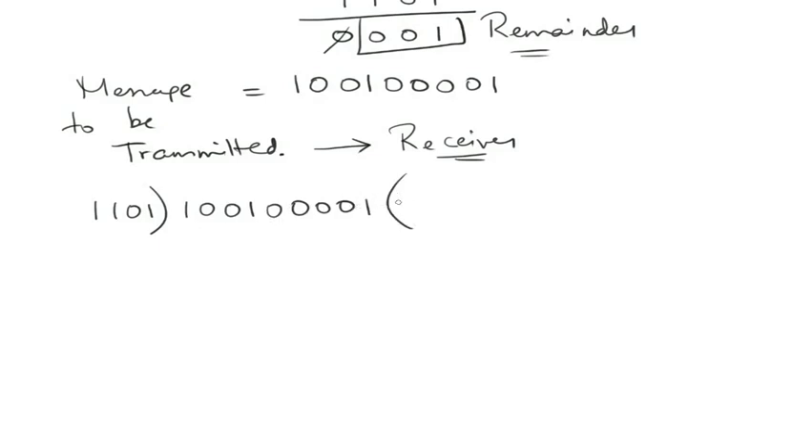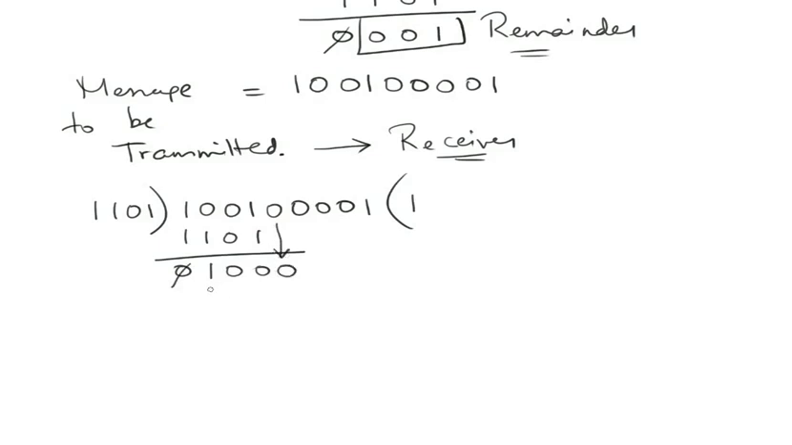The first bit is a 1, so put a 1 here. 1 times 1101 is 1101. Even number of ones is 0, odd number is 1. Here zero is 0, even number of ones is 0. Discard the first 0, bring the next bit, put a 0 here.